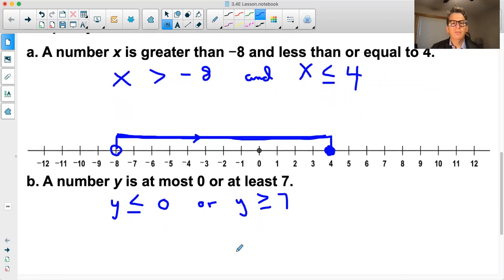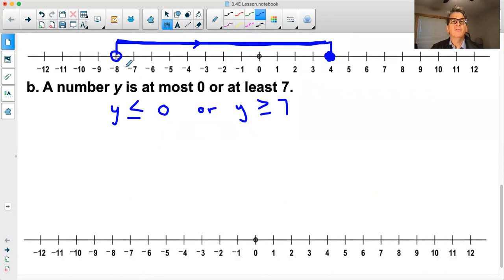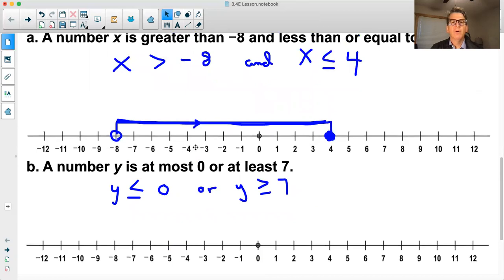So the way this graph looks, if you go down to the graph here, I might have to move that graph up a little bit just to be a little bit better there. So we're going to graph y is less than or equal to 0. So we're going to put a dot at 0. And we will graph everything less than or equal to 0 like this.